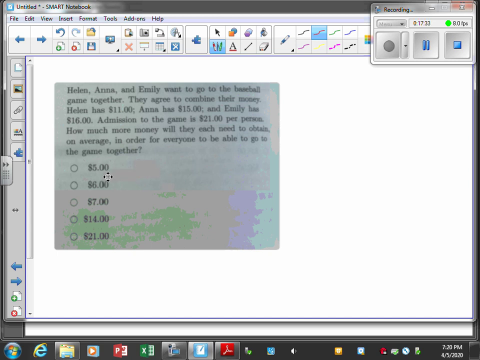First, let's add up how much they had. Helen had 11, Anna had 15, and Emily has 16. When you add them up, they have $42 total. Next thing we need to know is how much it costs for all three to get in. Admission costs 21 per person, and there's 3 of them. So it's going to cost them $63 to get in.